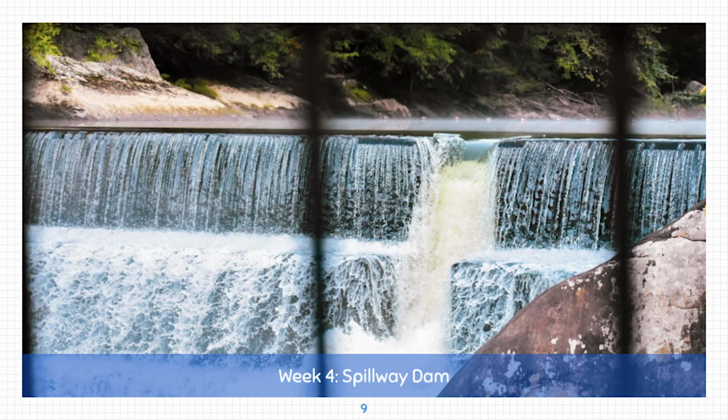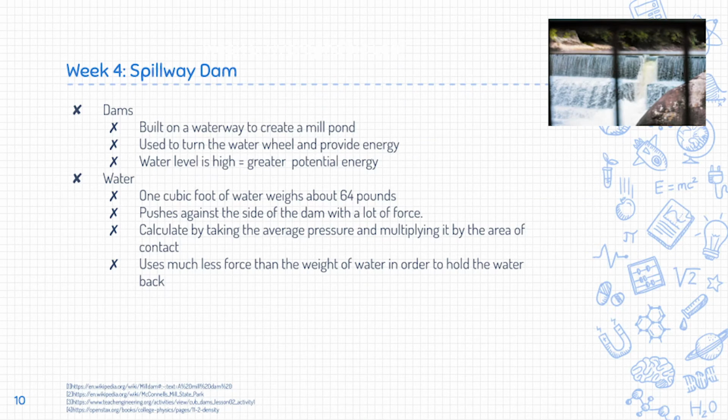This is a photo of the dam at McConnell's Mill State Park. I have been visiting the park for years but never seemed to notice or question why there was a dam. To understand why there was one at the mill, I first knew I had to understand the basics of dams in general. A dam or mill dam is built on a waterway to create a mill pond.